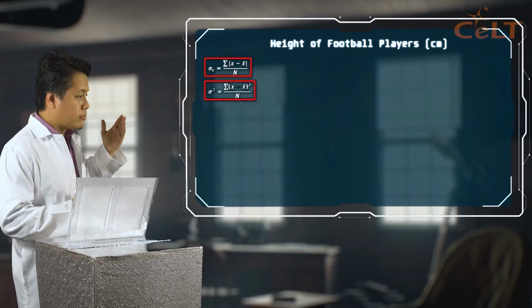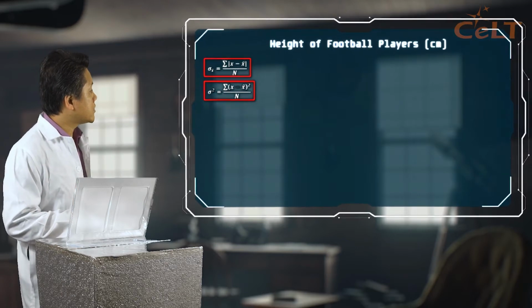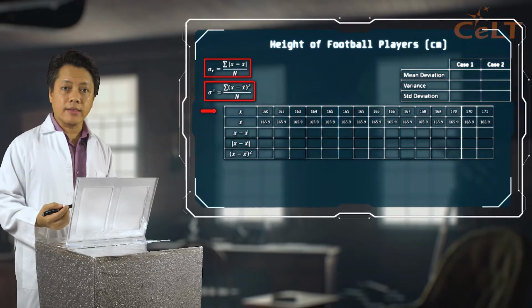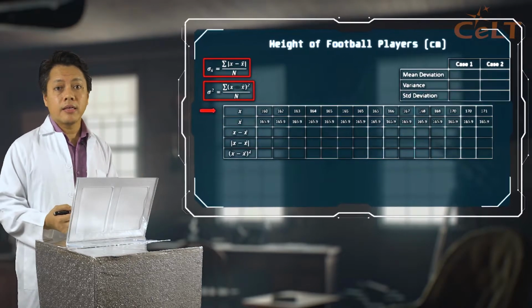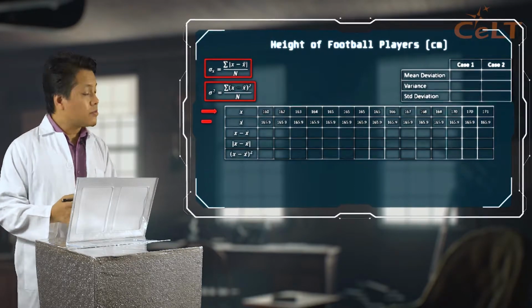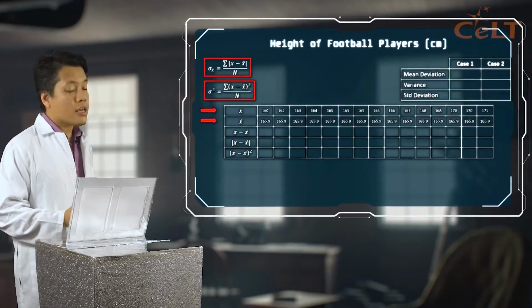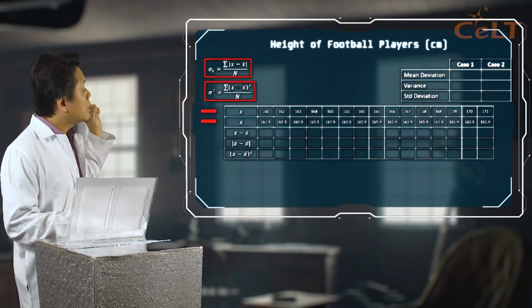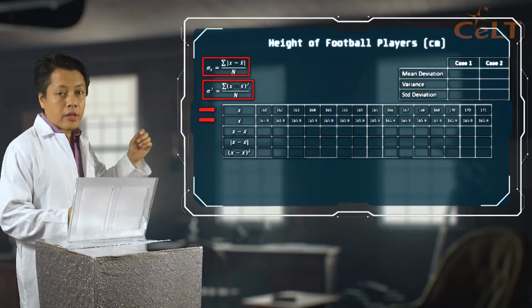The first step in finding the mean deviation and variance is to calculate the mean. But we have already done this in the previous lesson. The value is 165.9 cm. And it's very helpful if we can put the data into a table like this. The first row is the raw data of the heights of the football players, denoted by variable x. And the second row is x bar. X bar is the mean that we calculated previously, which is 165.9, so we populate the whole second row with it.